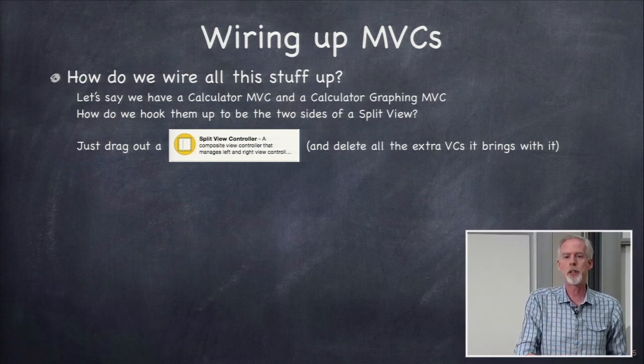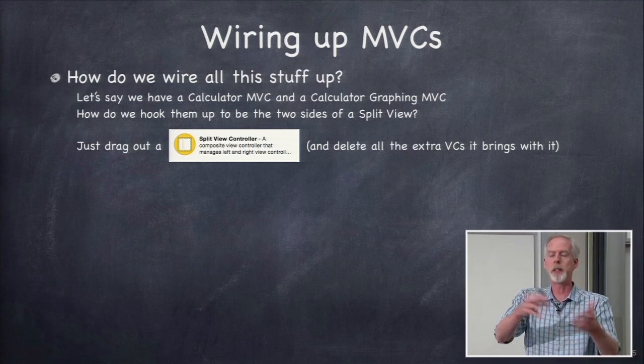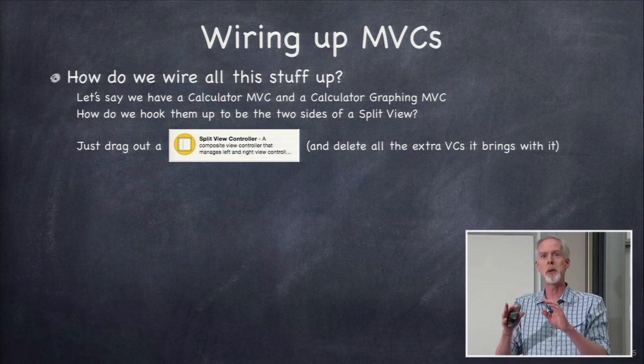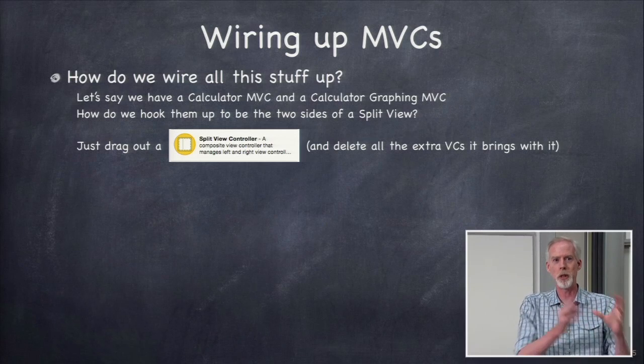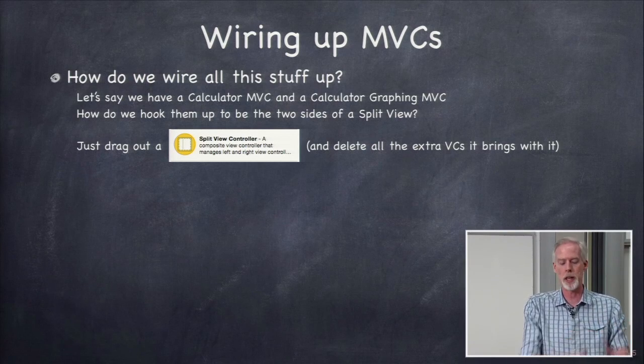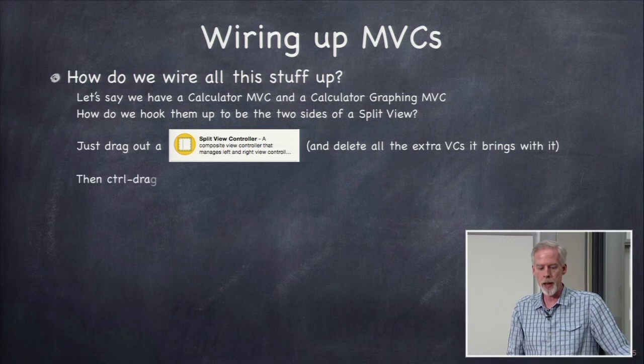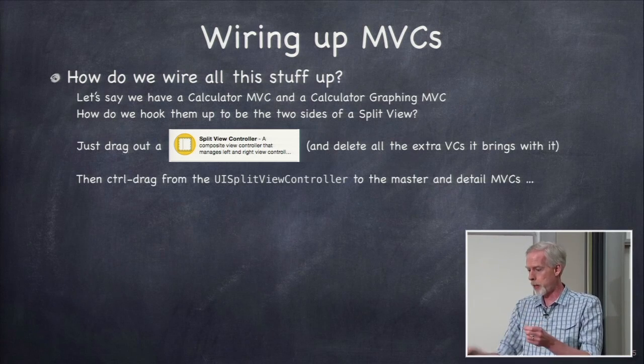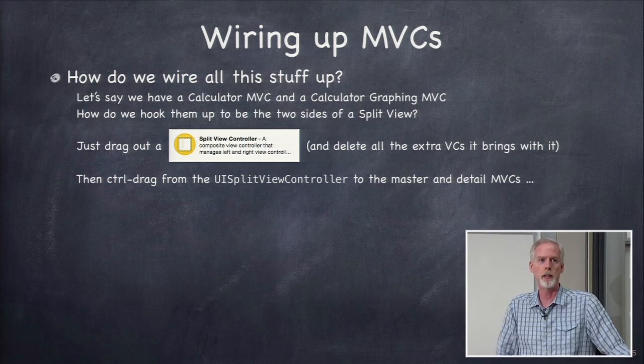Now, when it comes out, it's going to come out with a whole bunch of other MVCs pre-attached to it in an attempt to help you. But usually you're just going to delete those so that all you have left is the split view controller itself. Okay? And then you're going to control drag from the split view controller to the master and control drag from the split view controller to the detail. And that's how you can do the wire.